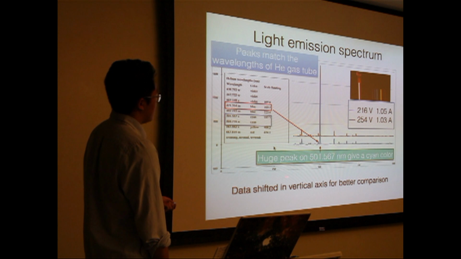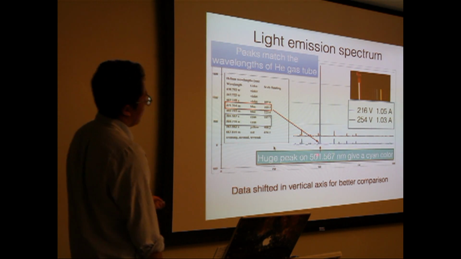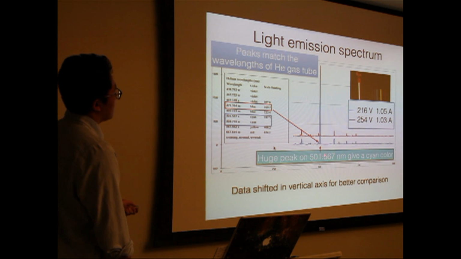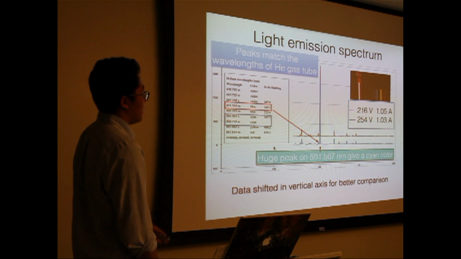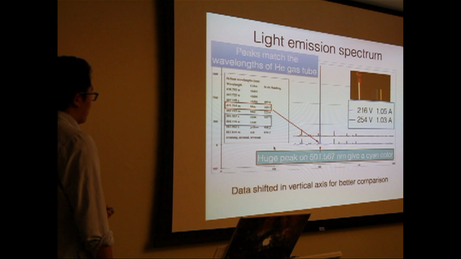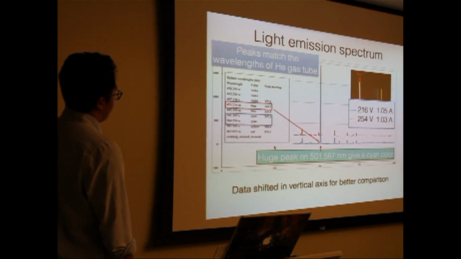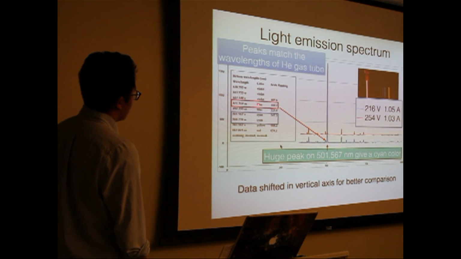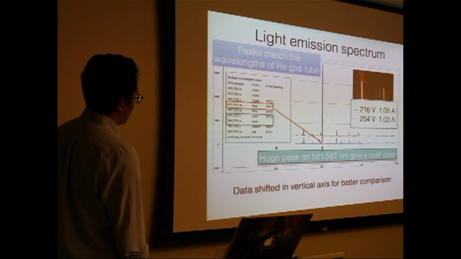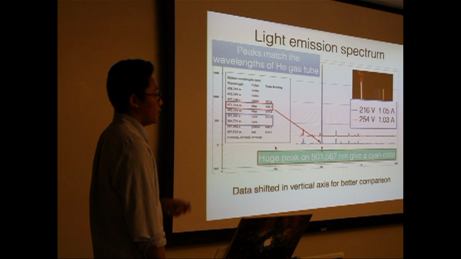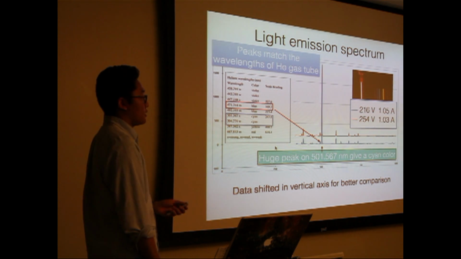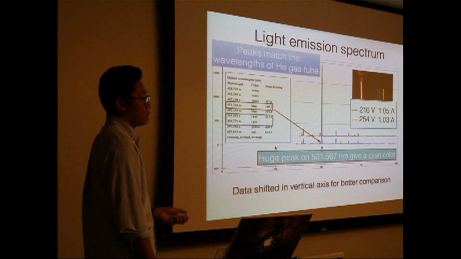Notice that there is a huge peak at 500 nanometers. This is the reason we can observe a cyan colored ring. Also keep in mind that there is a 470 nanometer peak right behind the huge peak. This is the peak I'm going to use later to demonstrate the light emission in a quantum mechanics model.